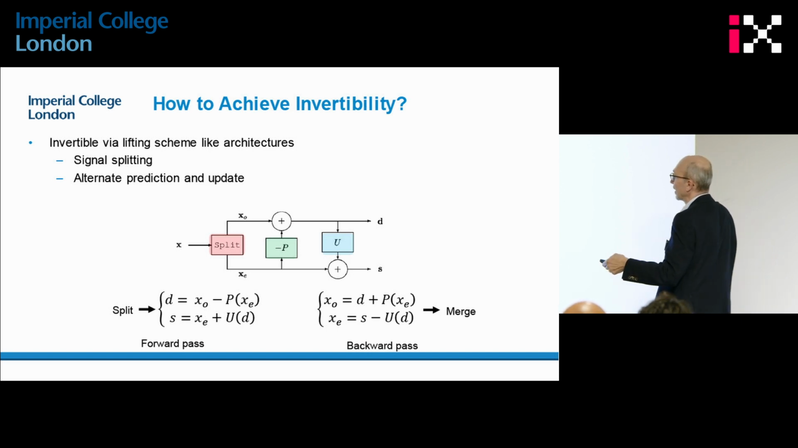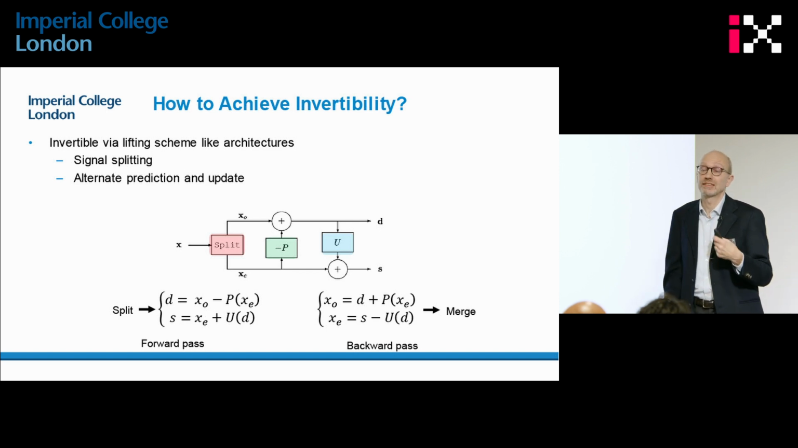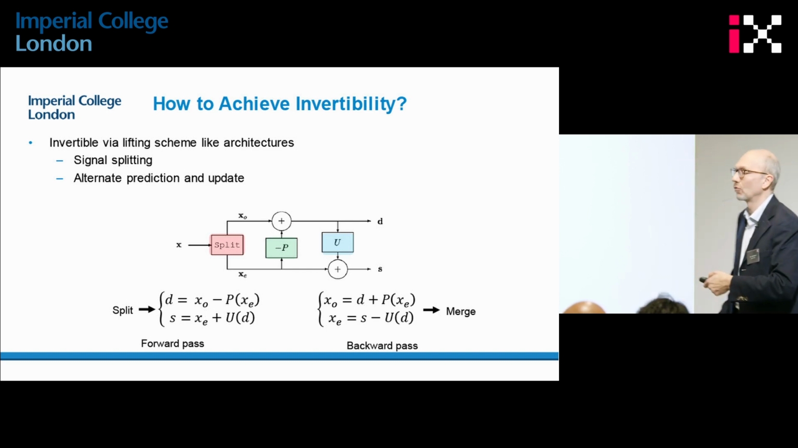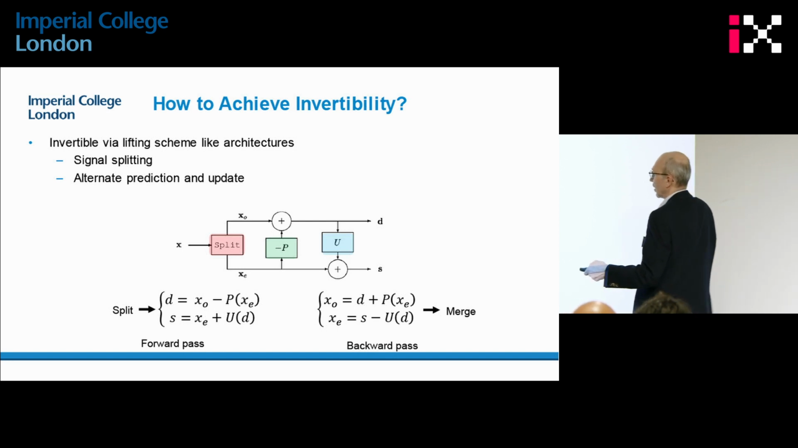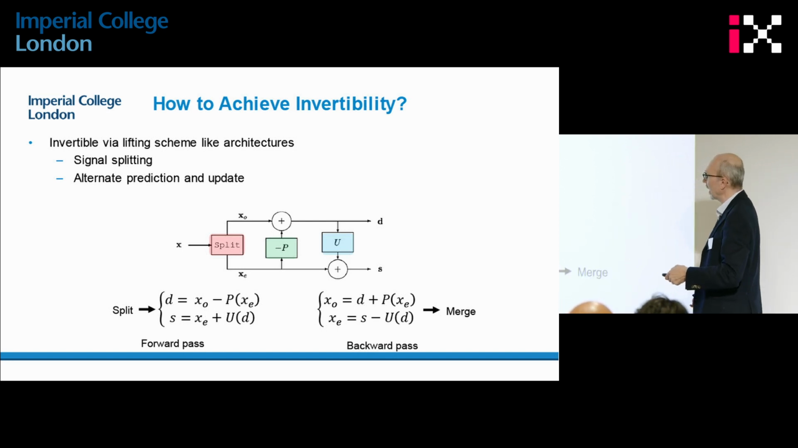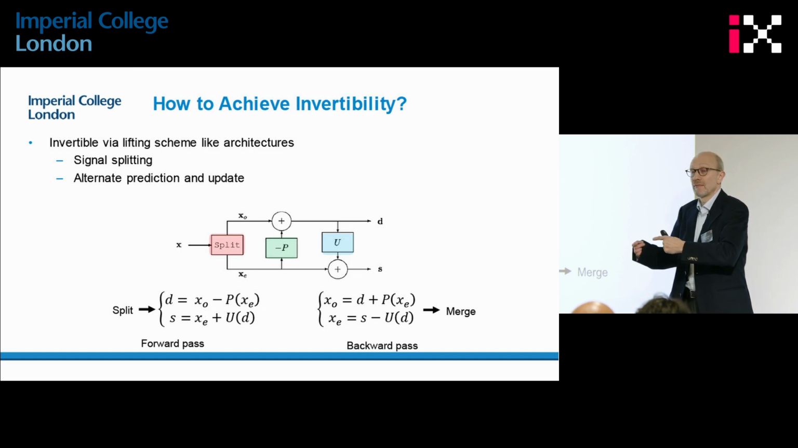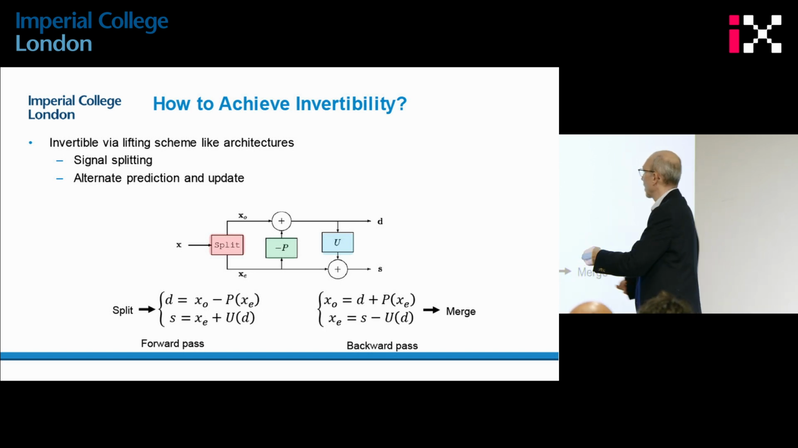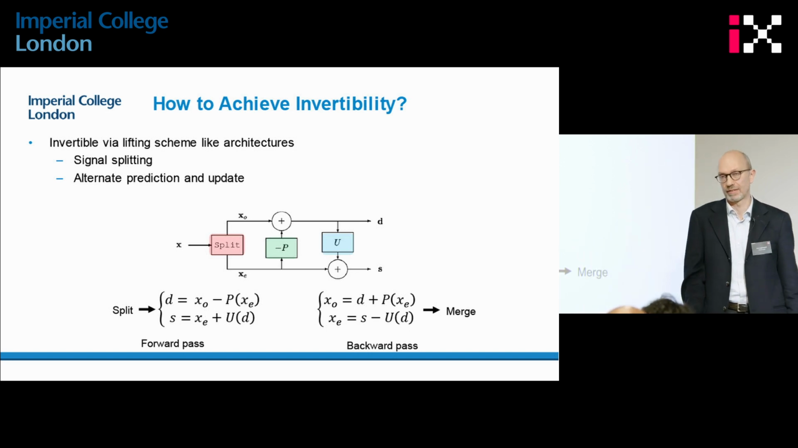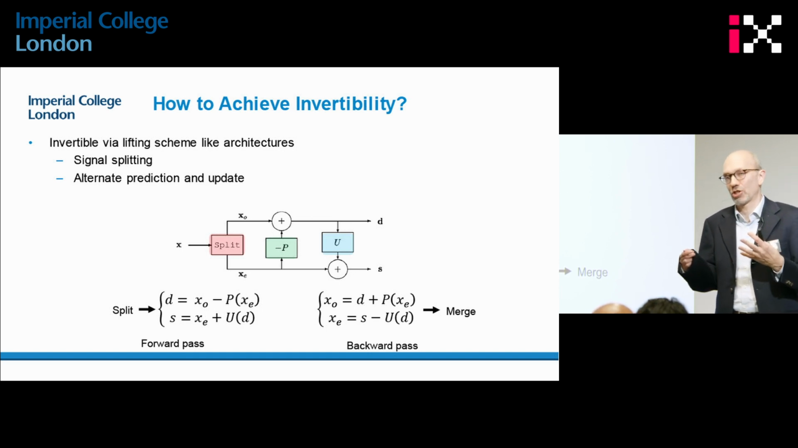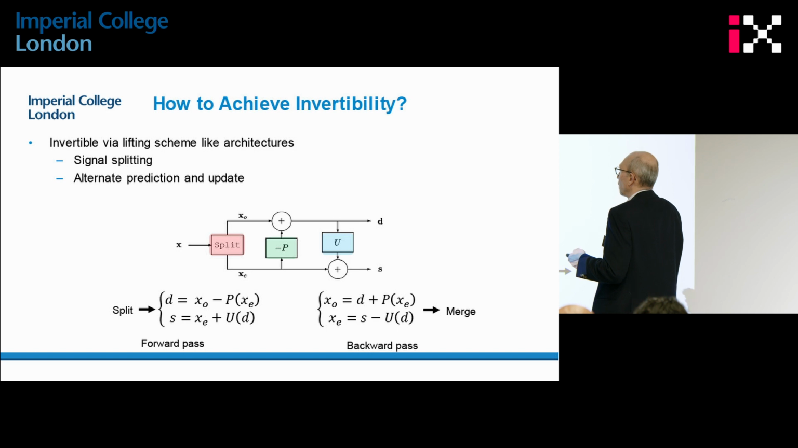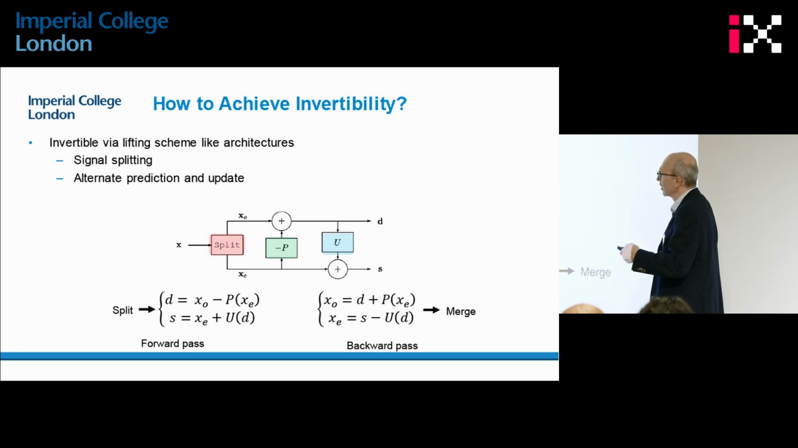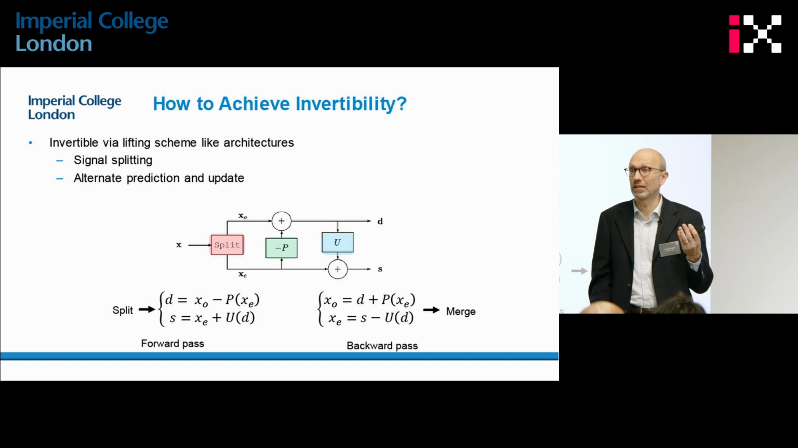Because things are done sequentially, by construction this architecture is perfectly invertible. You can pick whatever P and U you want, and this is what you would get, S and D. But if you apply the same set of operations in the opposite order and just change the sign here and here, you go back to the original signal. So invertibility is just in the structure, which is quite interesting. Remember, you're free to pick P and U in the way you like. Because you're doing these things sequentially, if you apply a U here and then a P here and then merge, you get back your original signal. So this architecture is perfectly invertible.